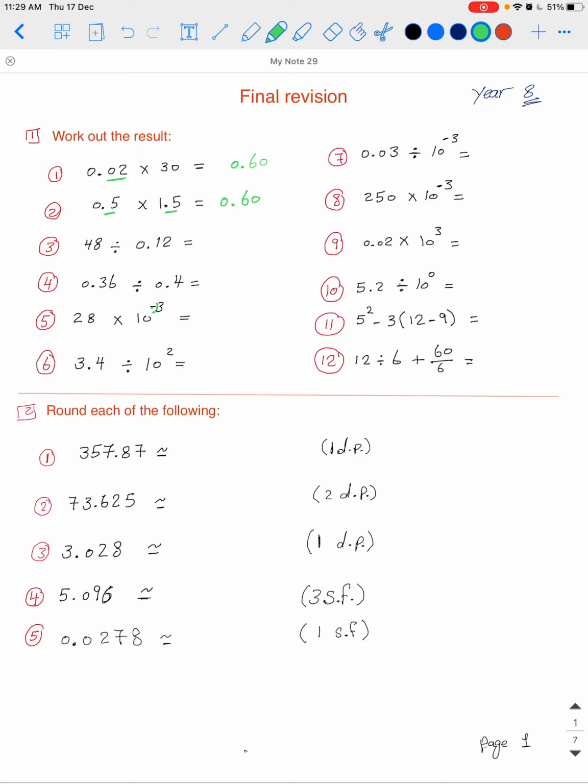Next one, if you have division, you have to remove the point from the second number. So it's 0.12, means I will multiply by 100. Multiply 0.12 by 100, you will get 12. 48 also by 100, you will get 4800. Then let's make division. 48 divided by 12, it's 4. And bring down the zeros.